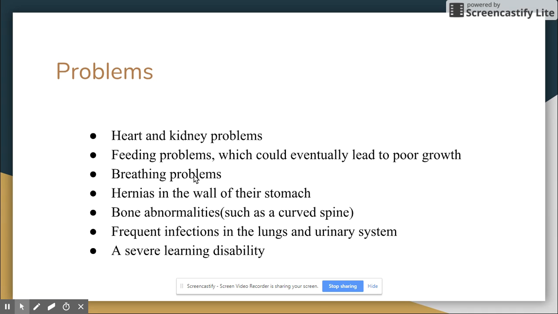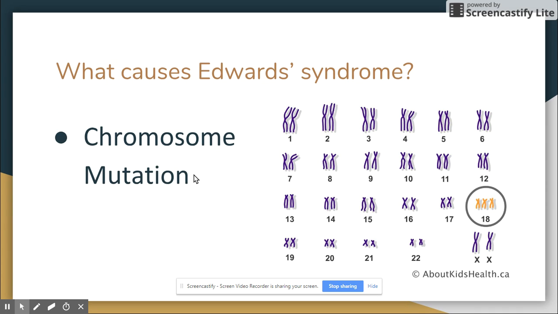Babies that are born with Edwards syndrome also experience certain types of problems, such as heart and kidney problems, feeding problems, which could eventually lead to poor growth, breathing problems, hernias in the wall of their stomach, bone abnormalities, such as a curved spine, frequent infections in the lungs and urinary system, and a severe learning disability.